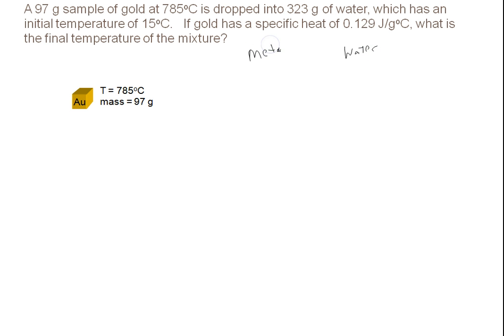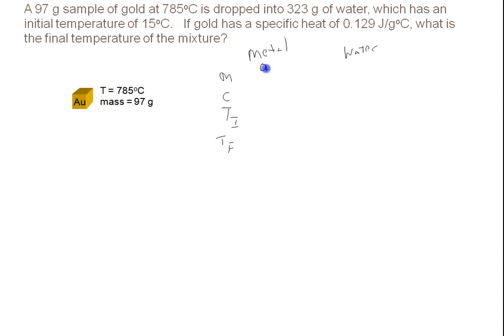And let me label this as metal, because we're going to have a mass. We're going to have a specific heat constant. We'll have an initial temperature. And we'll have a final temperature. And there's a lot of data in this problem, so it's good to just fill in this little table so you can keep track of everything and not mix something up. For example, you don't want to have the specific heat constant of the water with your metal calculations.